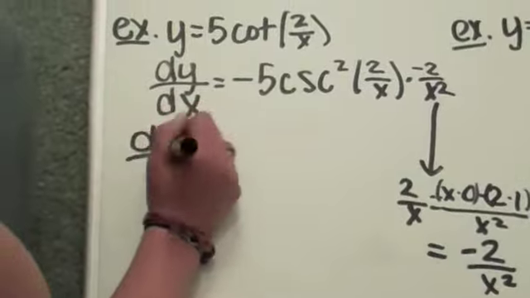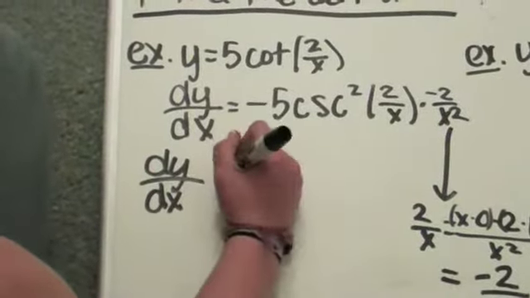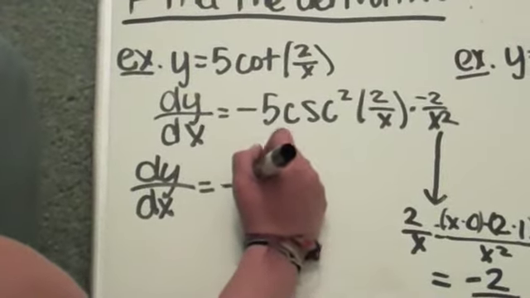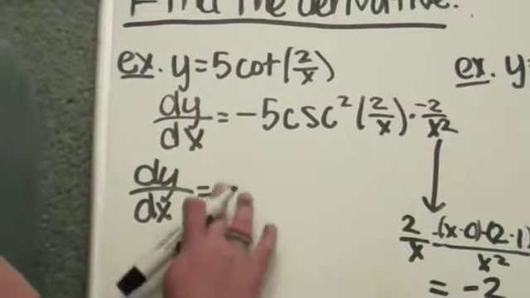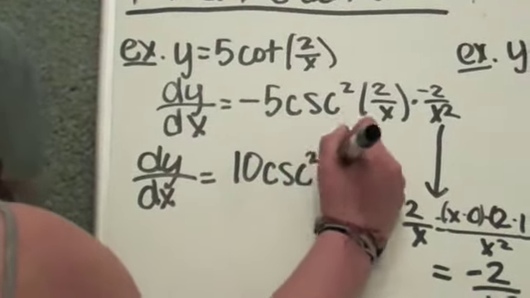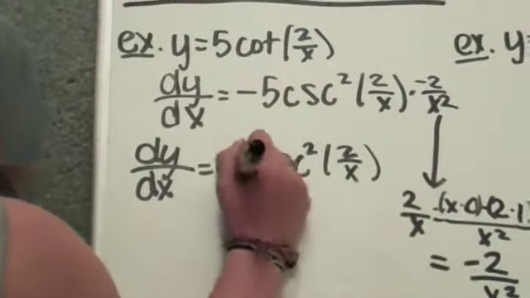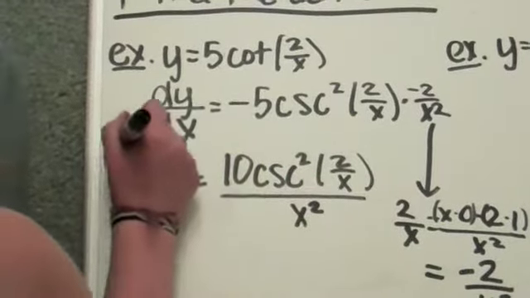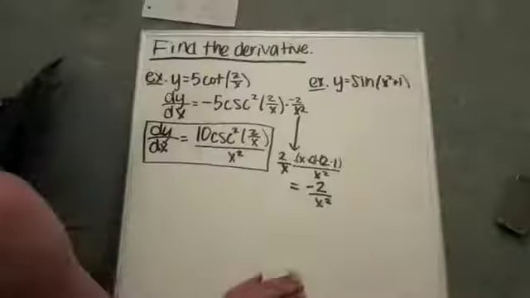Now we can plug it back in and simplify with dy dx equals, it's positive now, 10 cosecant squared quantity 2 over x all over x squared. And there you go.